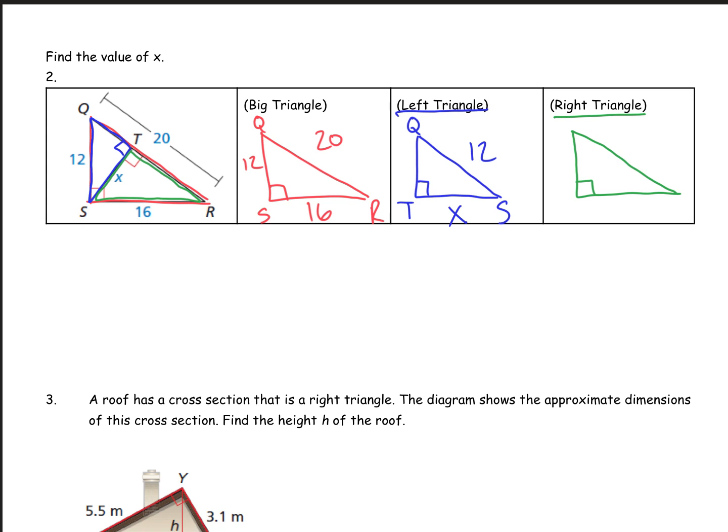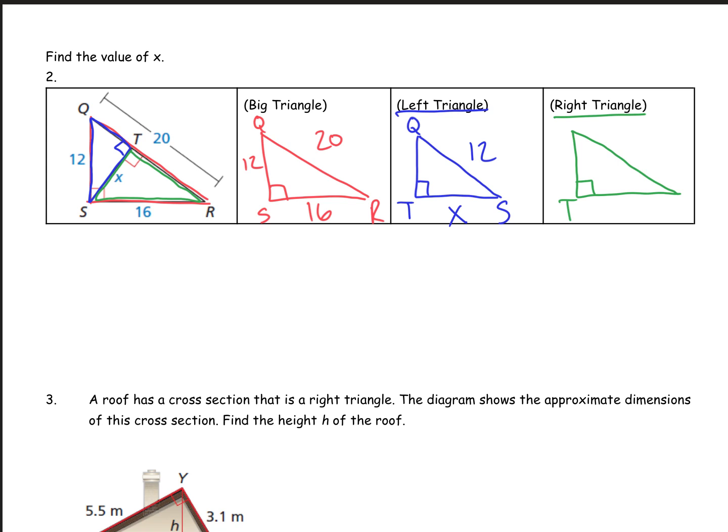Now, looking at my green triangle over in here, first things first, find the right angle. We want to know where this right angle is in the green. Where is it? S, R, or T? It's at T. T will be my right angle.